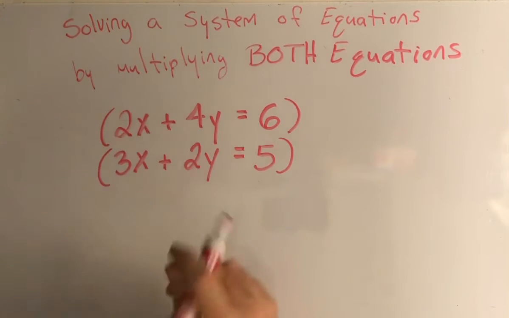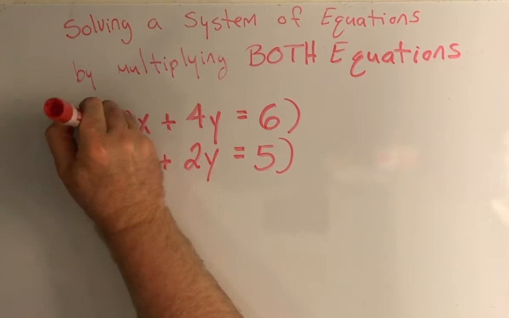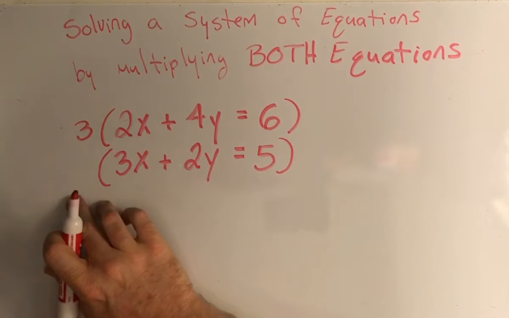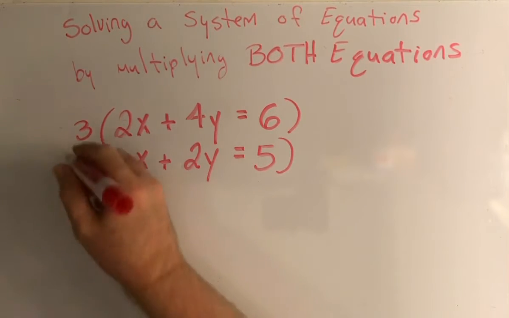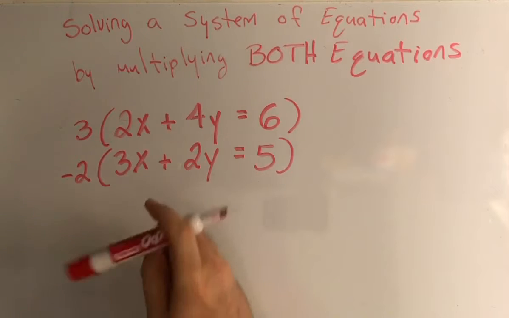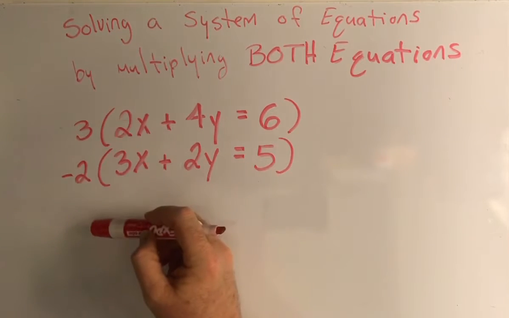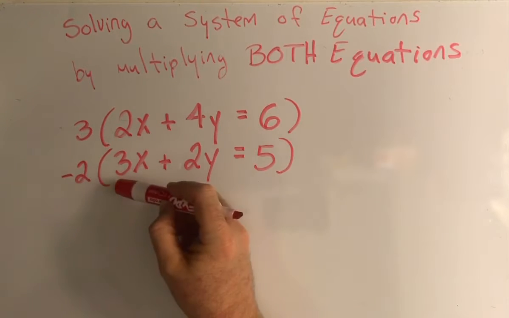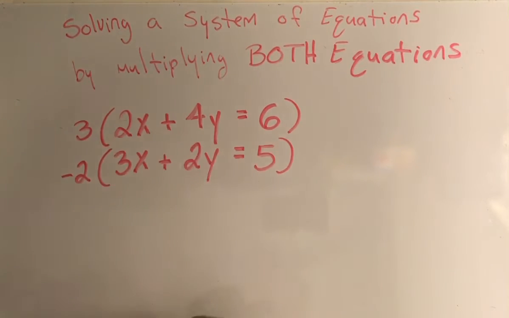So the top, I'm going to multiply by 3. Okay? The bottom, remember they got to be the opposite. And these are the same sign. So I'm actually going to multiply the bottom by -2. The reason I chose -2 is because if I do 3 times 2, I'll get 6. And if I do -2 times 3, I'll get -6. So that'll give me opposites, and then I can cancel my x's.